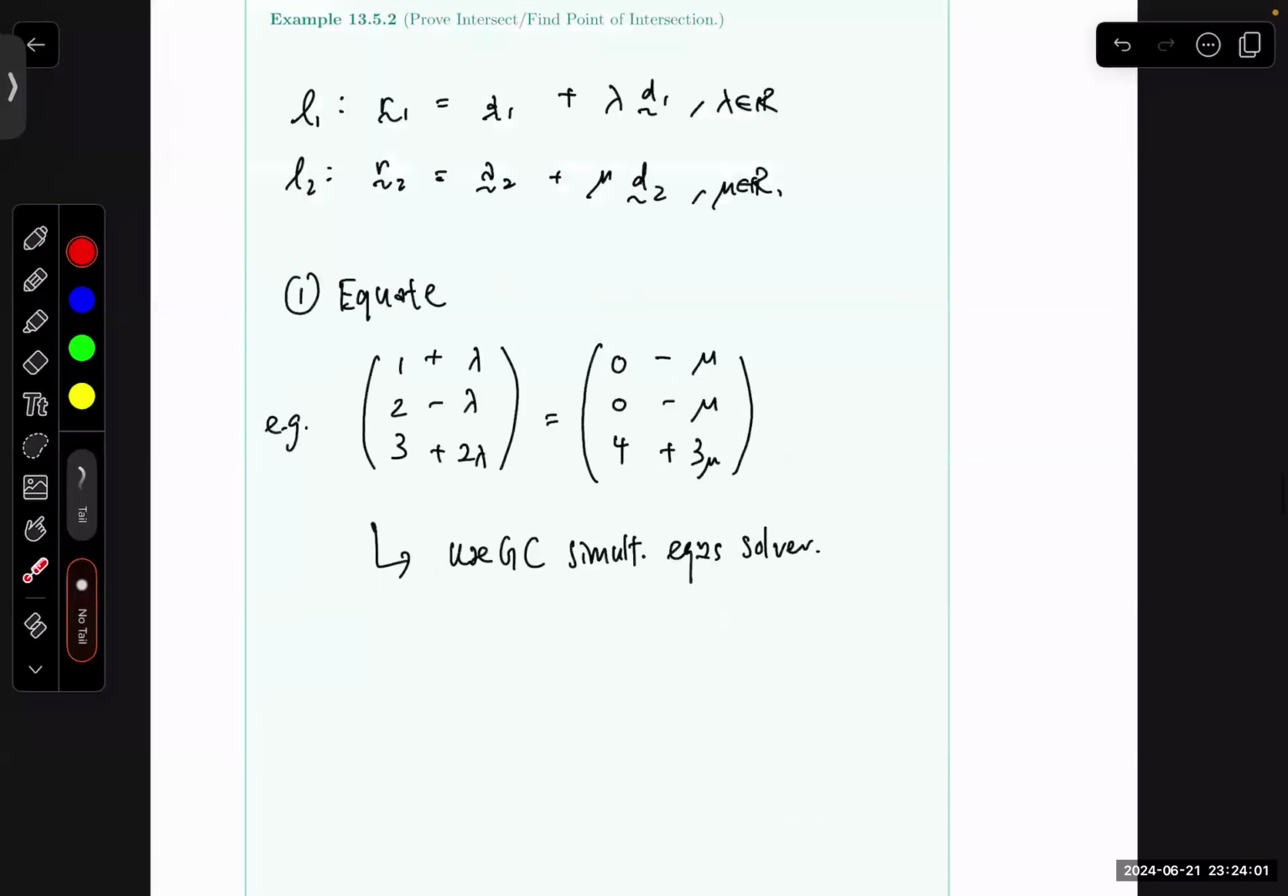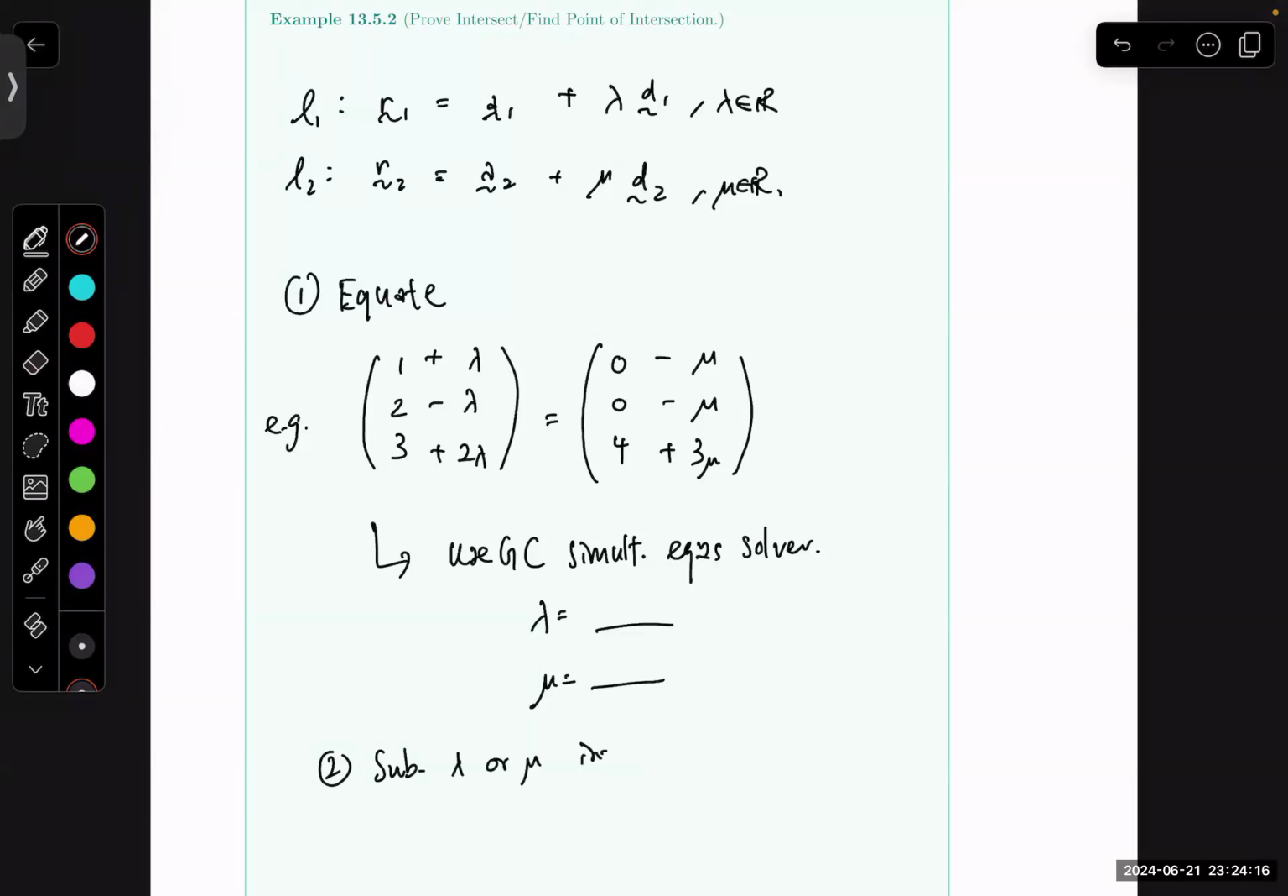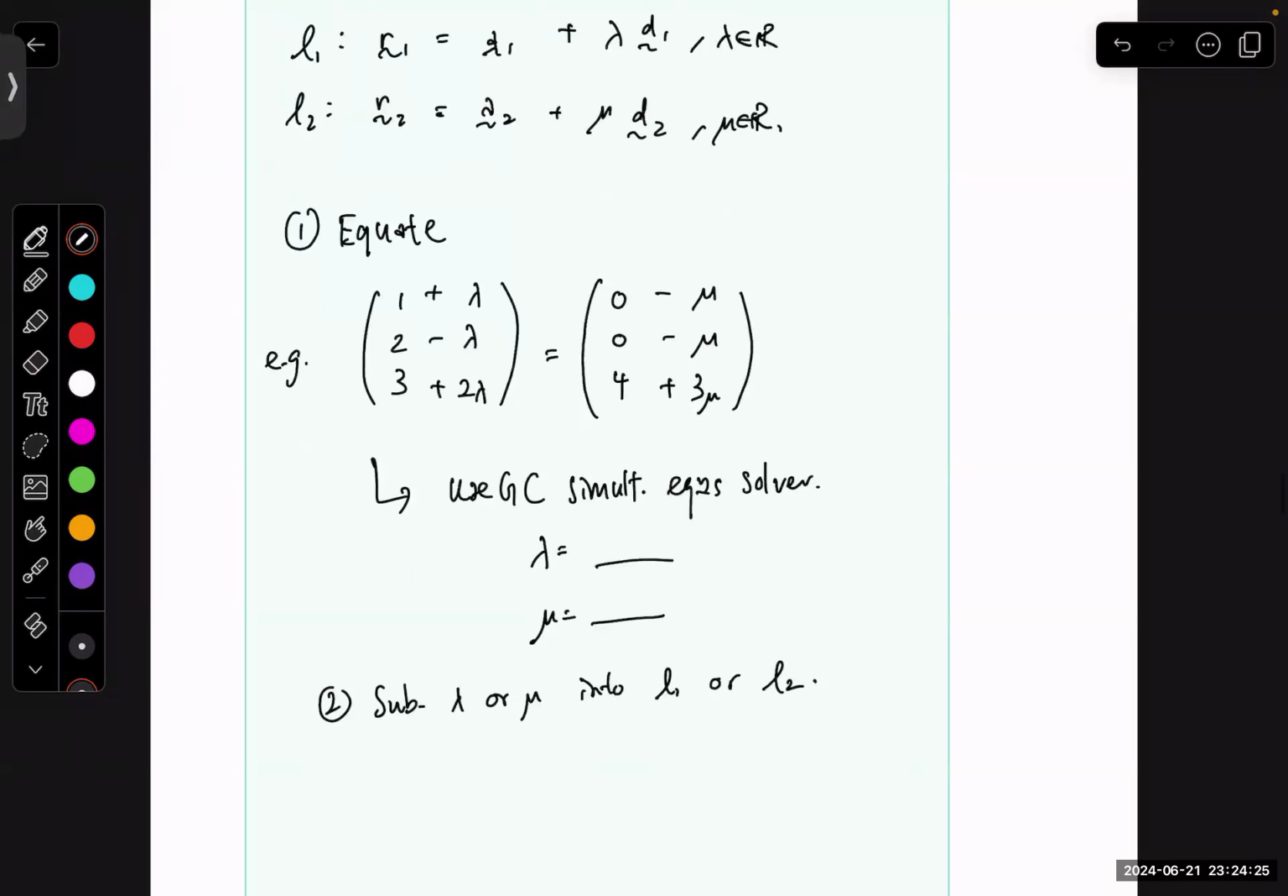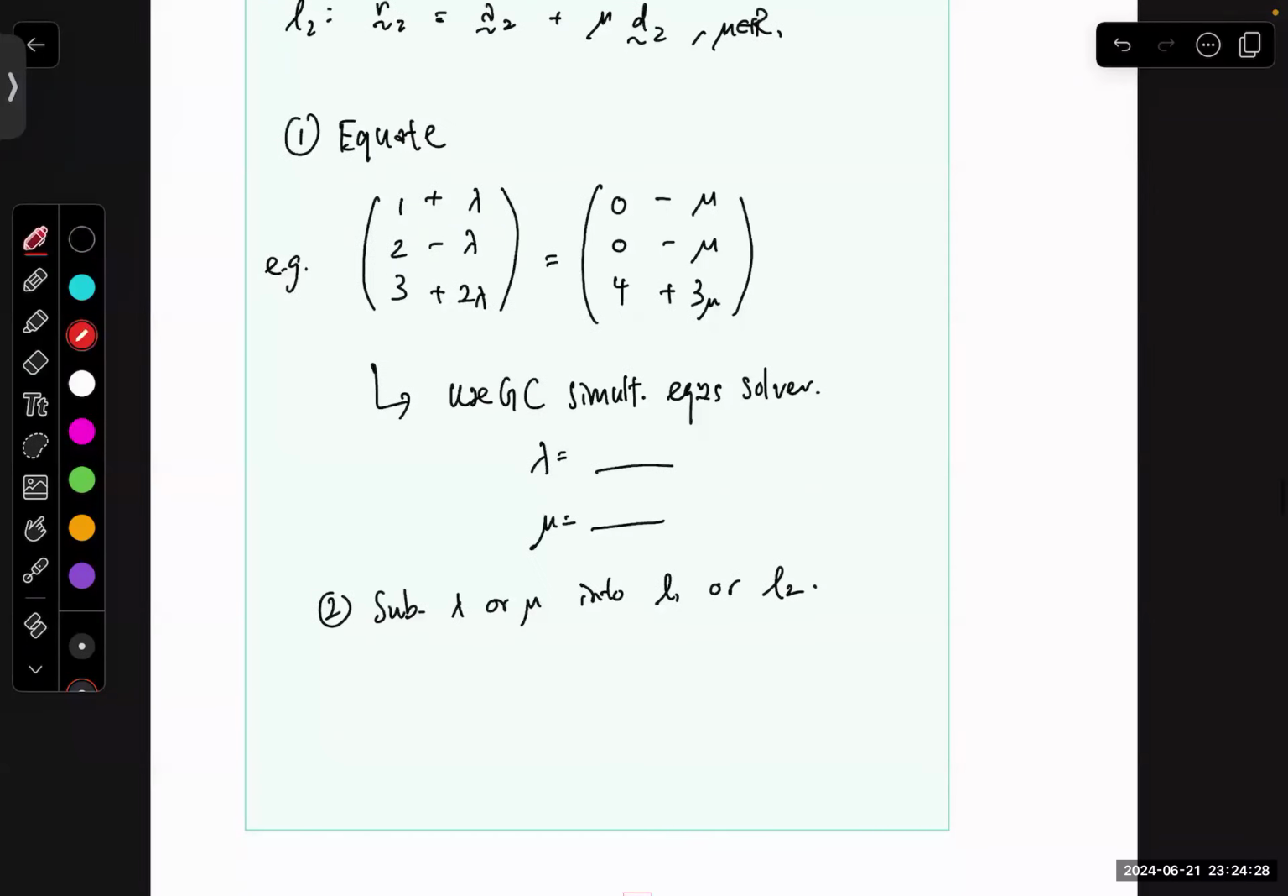So you get lambda equals something, mu equals something. Then what you do is sub lambda or mu into L1 or L2 respectively. Either one doesn't matter because both of them will give you the same answer. So if there is no such lambda or mu, then the lines are not intersecting.